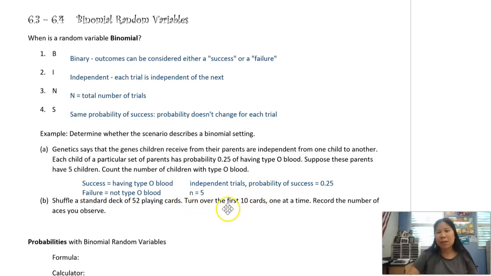But the only thing here is we don't have independent trials, and neither do we have the same probability of success. If there are 52 playing cards total, as we turn over a card, it's not like we cover it back up or stick it back in the pile. So the next time we turn over a card, the probability of getting an ace is different now, because you have fewer cards in your sample space. So this one is not binomial because we don't have independent trials.